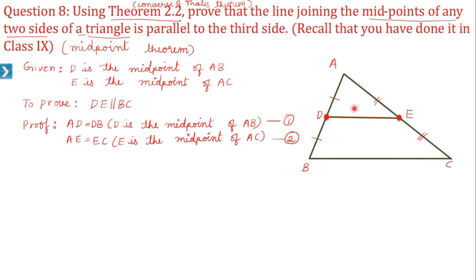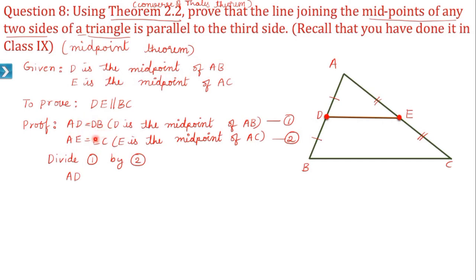Now we have to prove that DE is parallel to BC. How to prove DE is parallel to BC? We have to prove that AD by DB is equal to AE by EC. If the ratio of sides are equal, then line is parallel. So now divide equation 1 by equation 2, that is left hand side by left hand side, right hand side by right hand side.